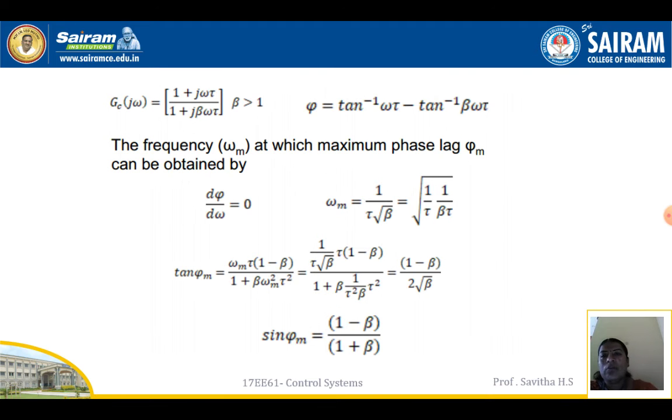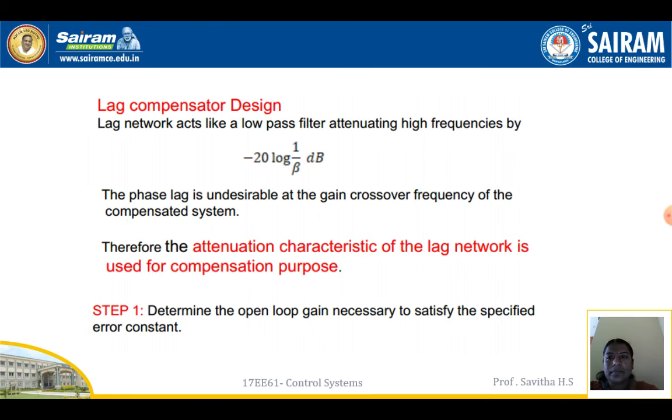So G of j omega is (1 plus j omega tau) divided by (1 plus j beta omega tau), with beta greater than 1. Phi is tan inverse of omega tau minus tan inverse of beta omega tau. So d phi by d omega is equal to 0. Omega m is equal to square root of 1 by tau into 1 by beta tau. So tan phi is equal to (1 minus beta) divided by 2 square root of beta. So sin phi is equal to (1 minus beta) divided by (1 plus beta).